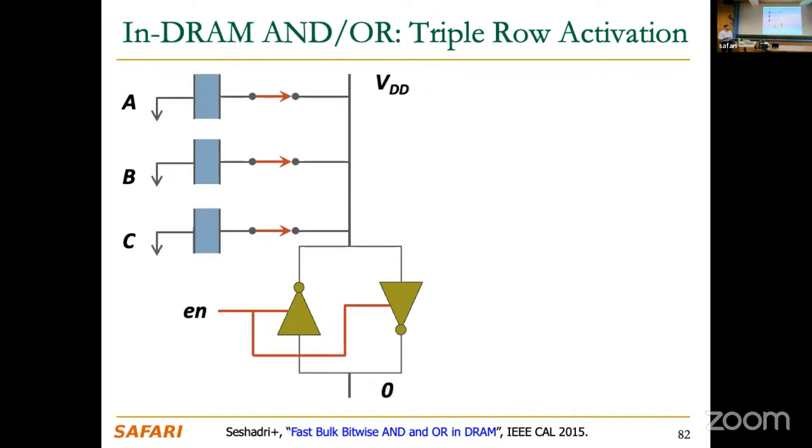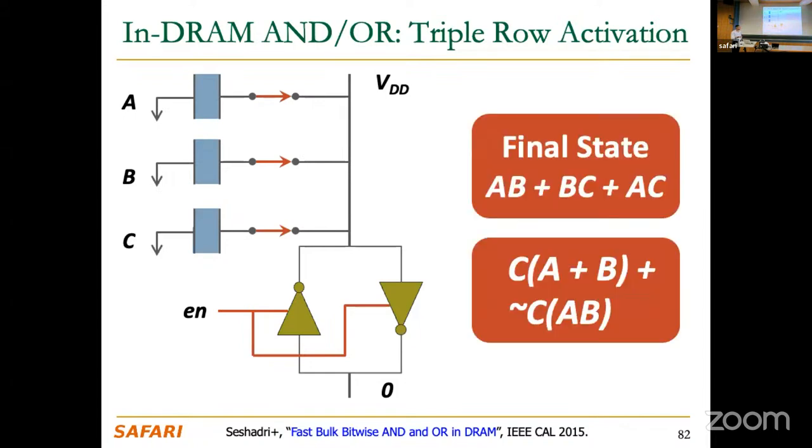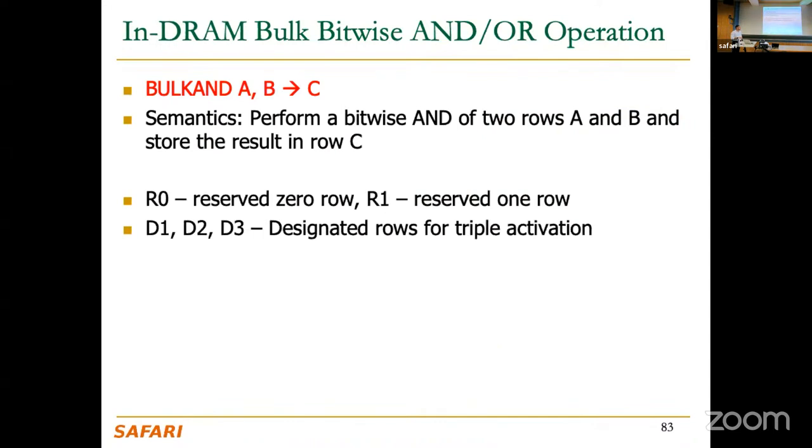Because the word lines of the three rows are still asserted, the bit line is going to have the result of that majority operation, and the result is going to be stored in the three rows at the same time. So you lost your data. You need to make sure that you have some designated rows to copy the data, so you don't lose your input arrays or something in your program.